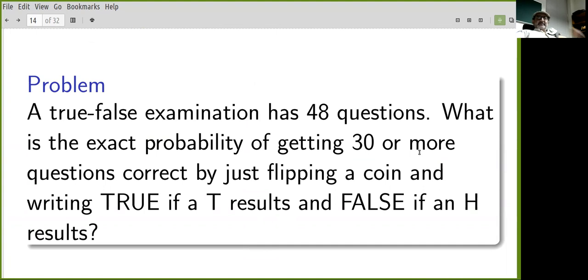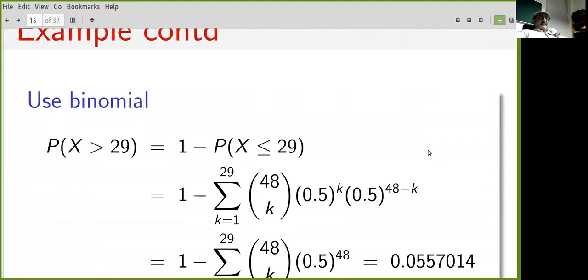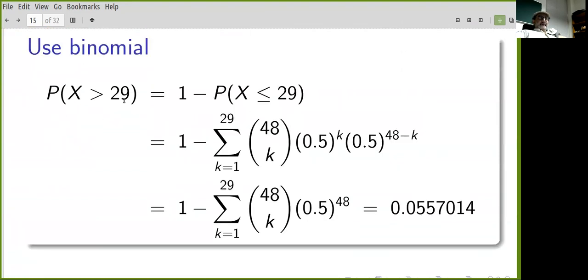So we'll assume that you've got all these xi's. So x1 is the result of whether you got this right or this wrong: x1 for the first question, x2 for the next question. All right, so the probability that x is greater than or equal to 30, if we just use the binomial, is 1 minus the probability that x is less than or equal to 29. And then this is going to be given by the binomial distribution.